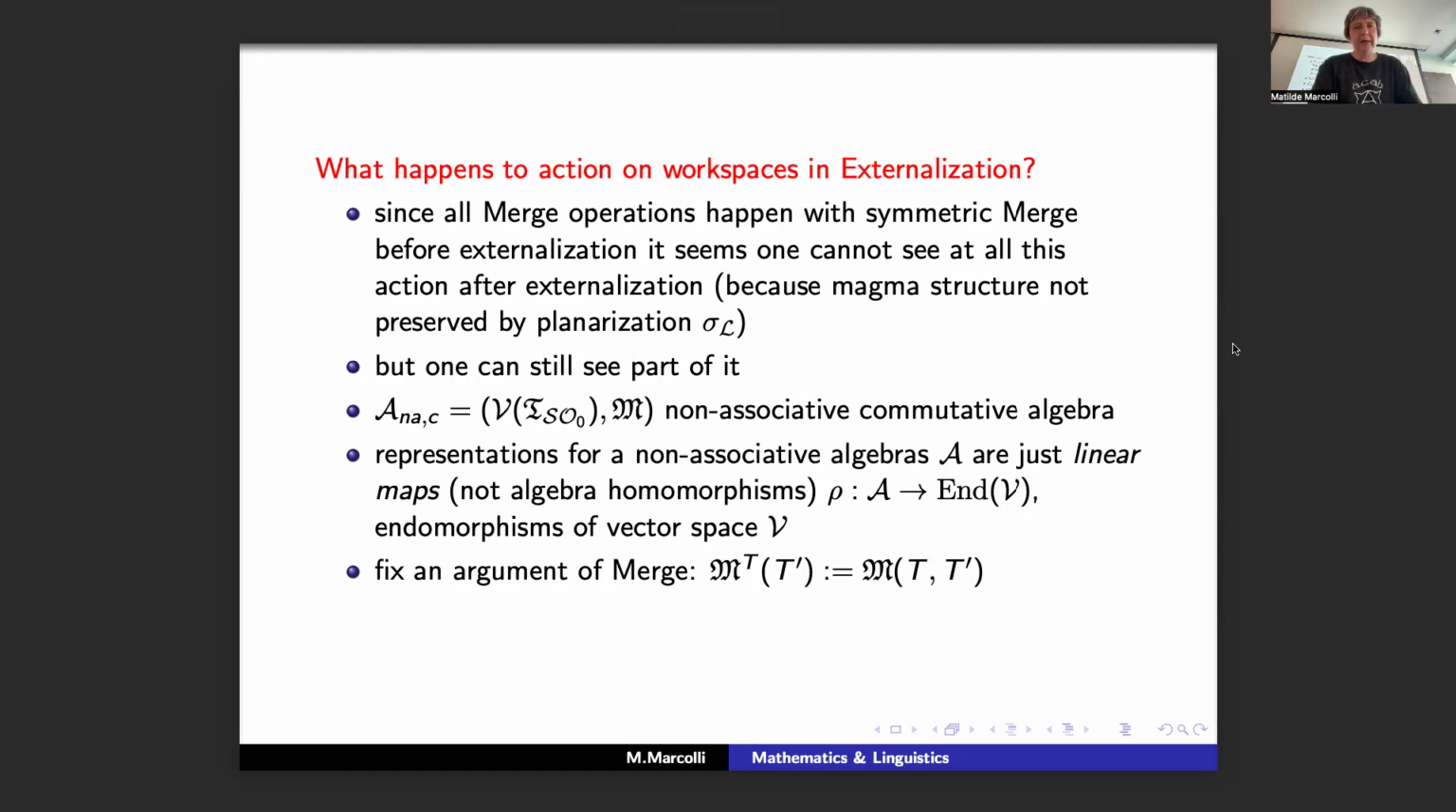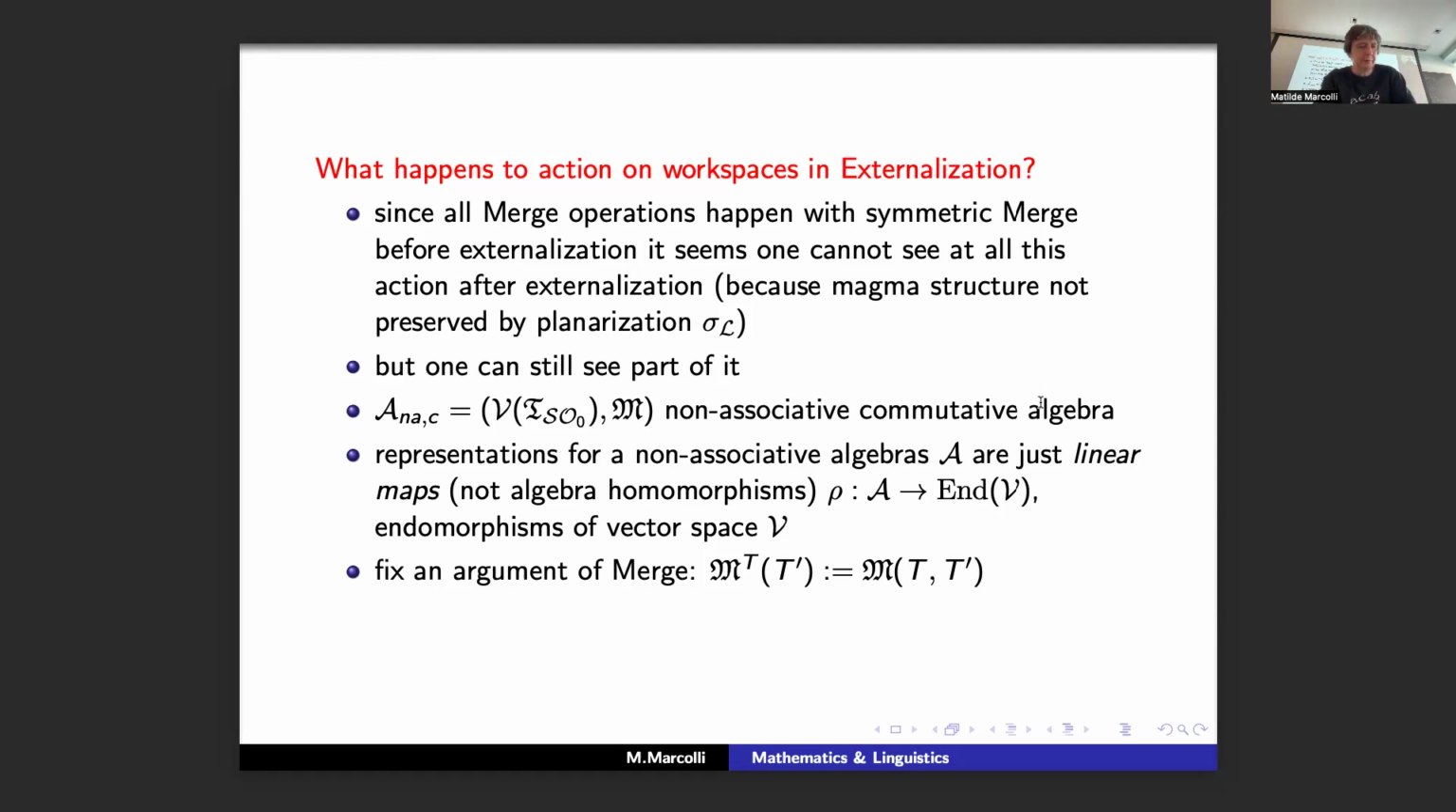So let's say I have my magma of syntactic objects, and I take the vector space spanned by that. The operation is non-associative and commutative, so I get an algebra which is non-associative and commutative. Dealing with non-associative algebra is a bit of a pain, but this just means that the corresponding representations are just a bunch of linear operators. They don't compose according to the usual representation composition because the algebra is non-associative. But this just means that you can encode your merge action.